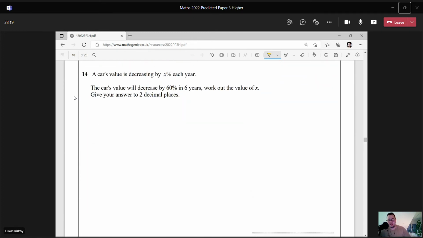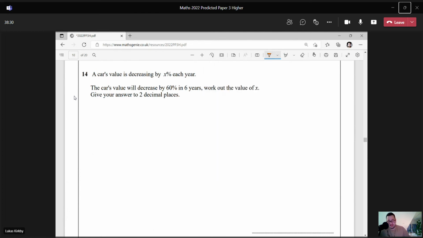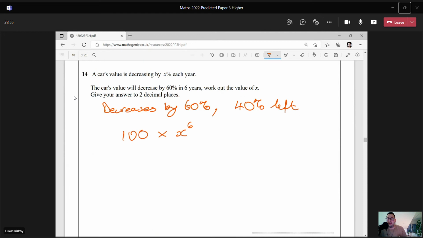Okay, number 14. So a car's value is decreasing by X% each year, and the car's value will decrease by 60% in 6 years. Work out the value of X. Okay, and give your answer to 2 decimal places. Well, first thing is, if it decreases by 60%, then from 100, that's going to be 40% left. Okay, so it starts off with 100%. We times it by x to the power of 6, and then we're going to end up with 40.